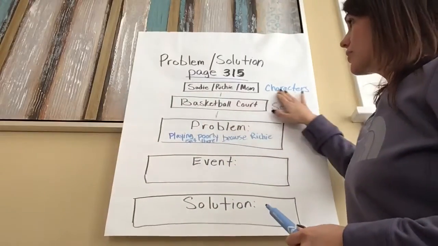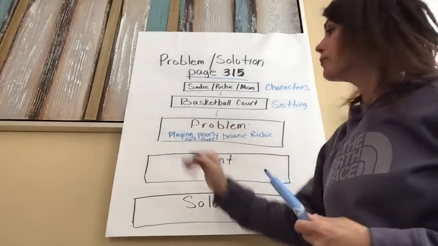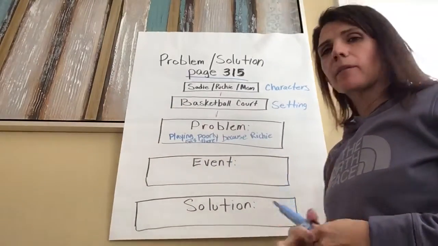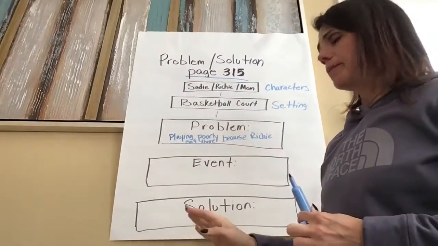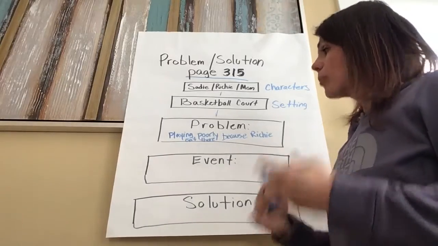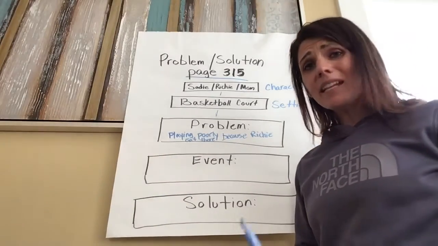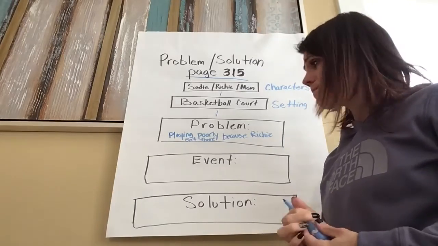You have the box for your characters, which are Sadie, Richie, and her mom, his mom too. You're setting the basketball court of the basketball game, however you want to put it. And then down below is your problem. And they have a little more written in the book, and it's fine. I just summed it up. The problem is that Sadie's playing really poorly because her brother Richie isn't there, okay?